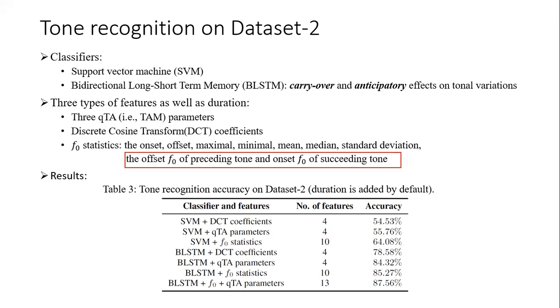The BLSTM-based classifiers outperformed SVM-based ones, indicating its advantages of modeling contextual tonal variation. The long-term memory of BLSTM may deal with the variation due to intonation, while its short-term memory may tackle the variation due to influences of neighboring tones. By incorporating statistical and QTA features, the recognition accuracy further increased, indicating the QTA parameters contain additional information for tone recognition.